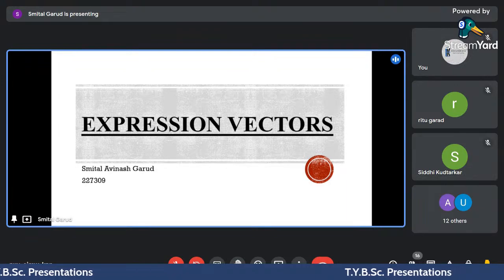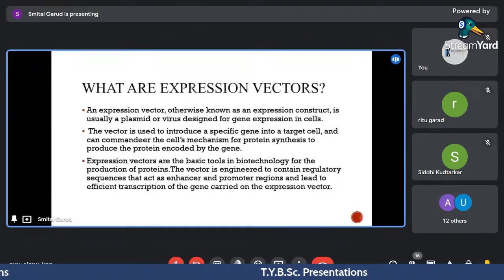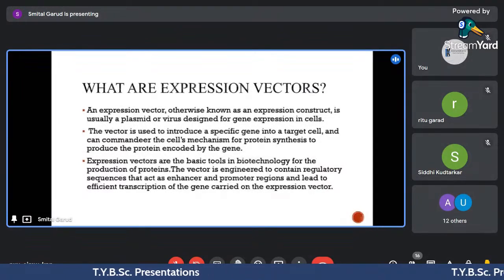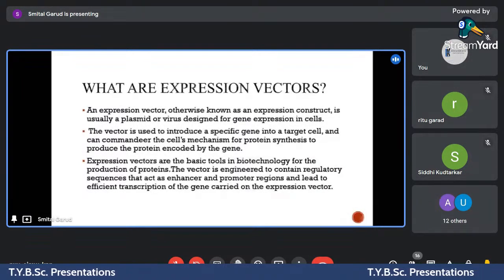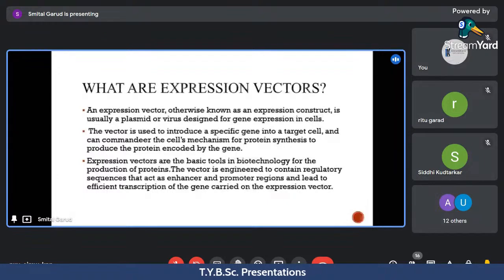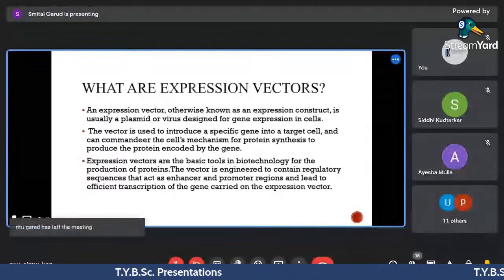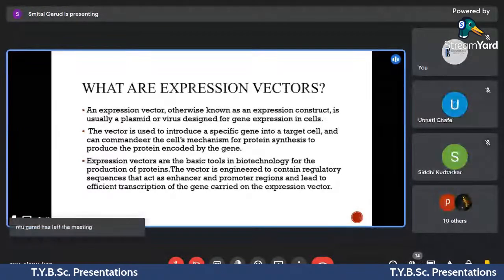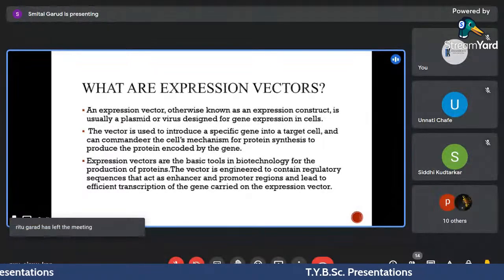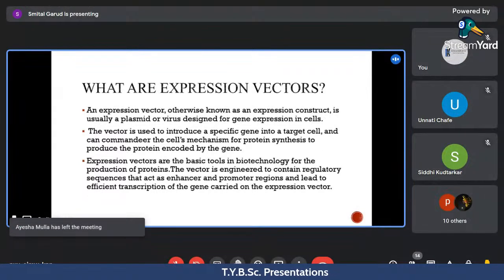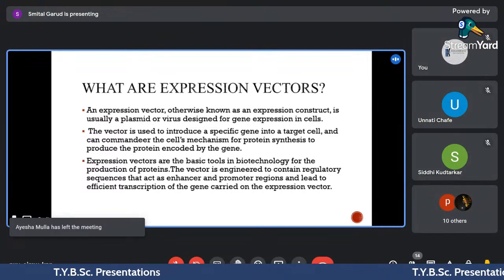So today I am presenting a topic, expression vector. We all know what vectors are. Vectors are a DNA base which carry the sequence of DNA or other genetic material. So what are expression vectors? Expression vectors are usually plasmids or viruses that are specially designed for expression of genes. The vector is usually used to introduce a specific gene into a target cell. Expression vectors are a basic tool in biotechnology for production of protein.